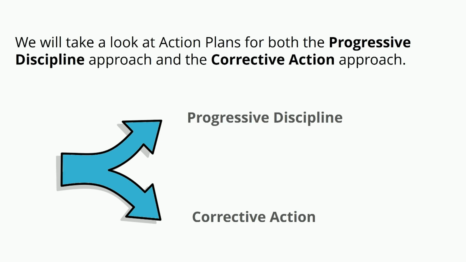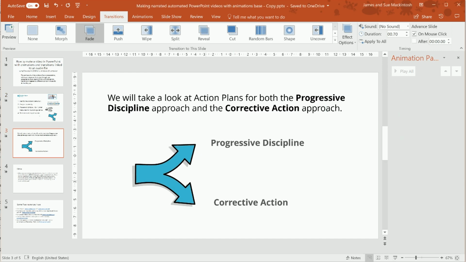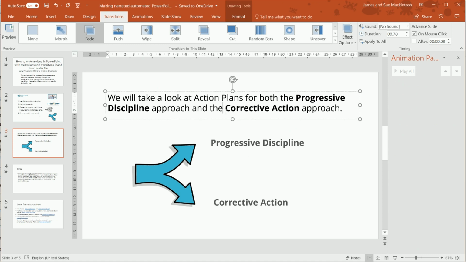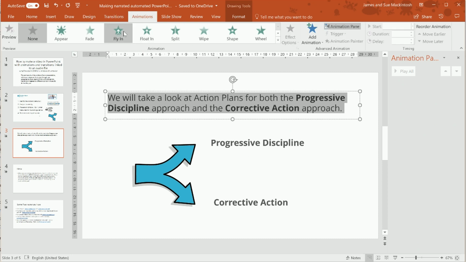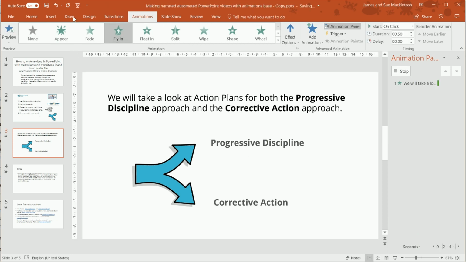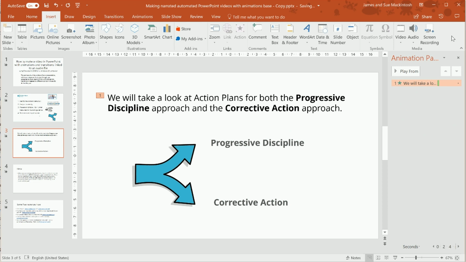Okay, so it switched to that next slide automatically. Now you're basically going to do the same thing for your other slides. So let's put an animation on this. We want it to fly in. I'll insert the audio file that I want.